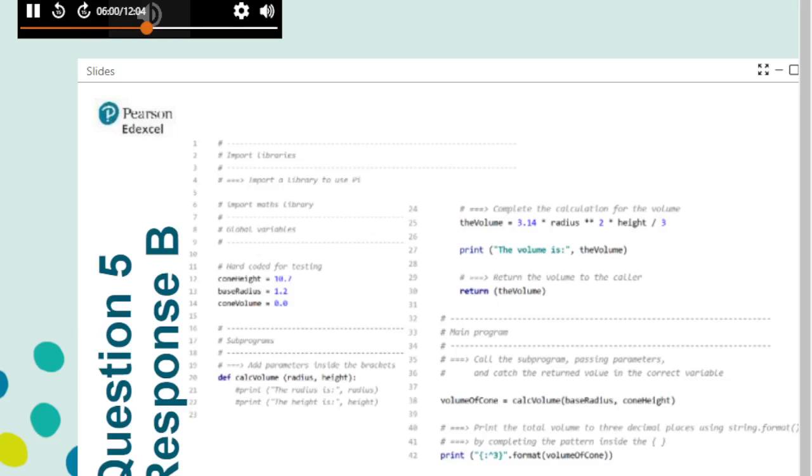0 marks for formatting the output to 3 decimal places, line 42. 2 marks for functionality as the response translates, runs, and meets some of the requirements. The calculation is accurate, and some of the required outputs are displayed. The total mark awarded is 10.